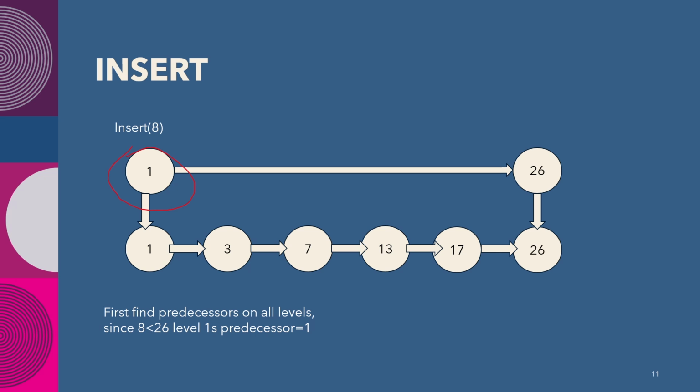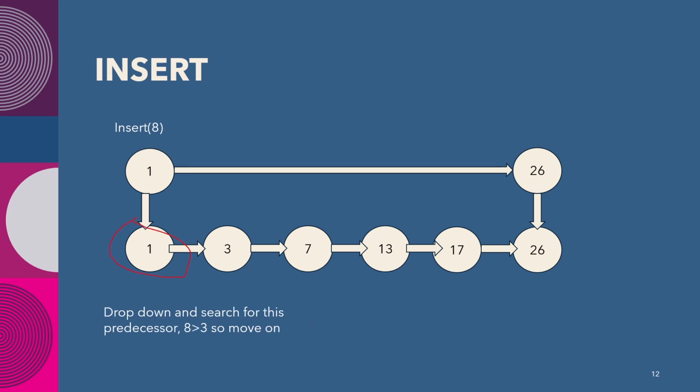So we're going to start again on the first node of the highest level. We have that 1 circled here, and we're going to check if the next node is greater than the target node. If it is, then we know we found our predecessor. So in this case, our target node that we're inserting is 8, and 8 is less than our next node of 26. So we know our predecessor on this level 1 is going to be the current node 1. So we're then going to go down to the next level and find the predecessor on that level.